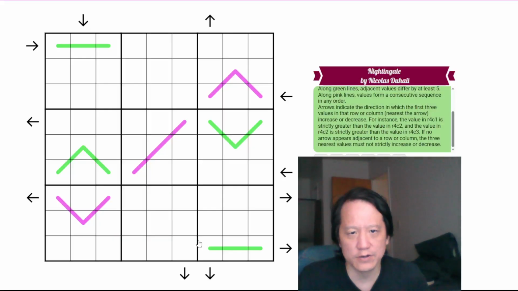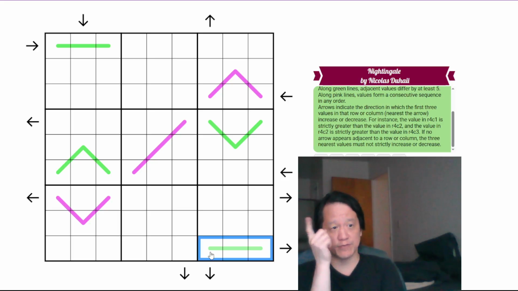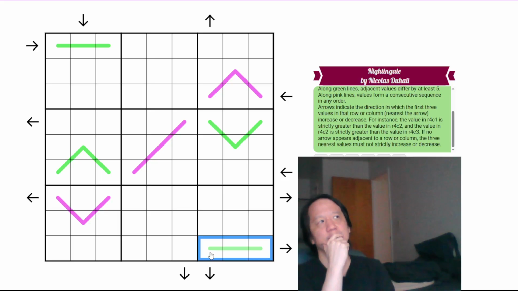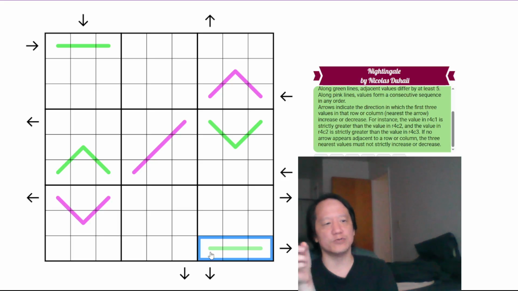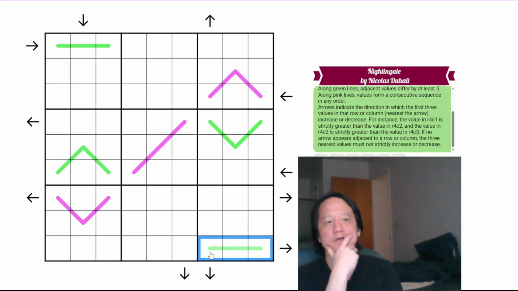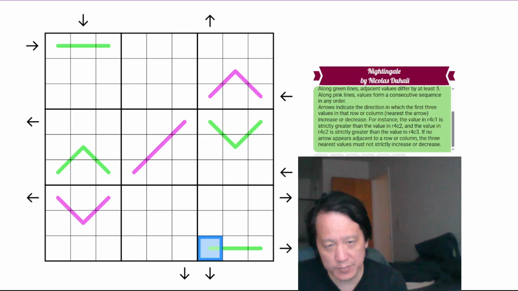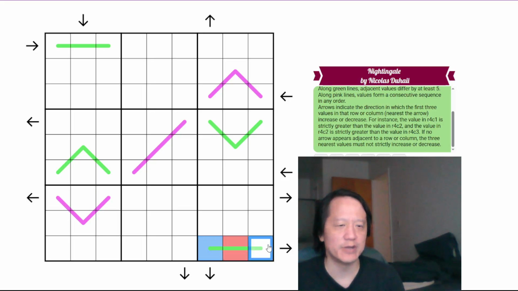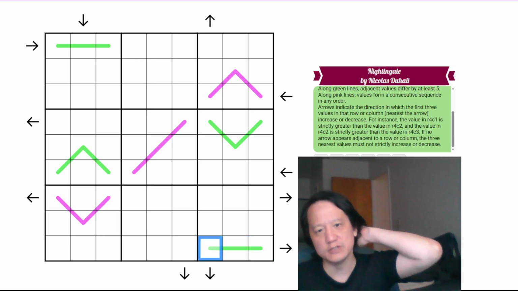Let's go. Okay, in row 9, along these 3 cells, which are all on a Whisper 5 line, they have to be consistently increasing going to the right. So that means one of them is going to have to be double the others. So this is going to have to be a low digit. This is going to have to be a high digit, and this is going to have to be a higher digit, which means it's going to be doubled.